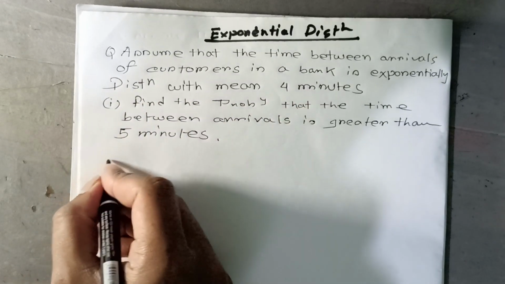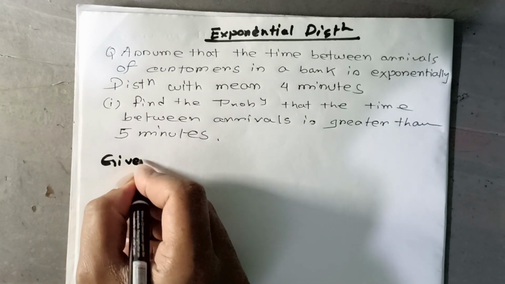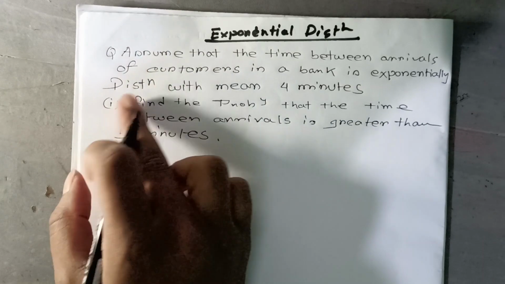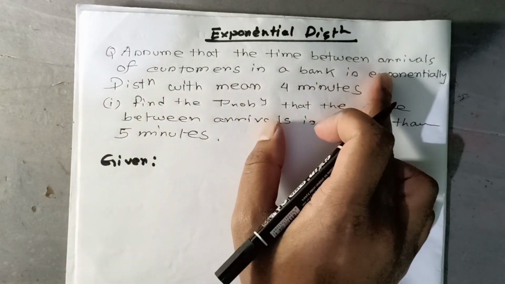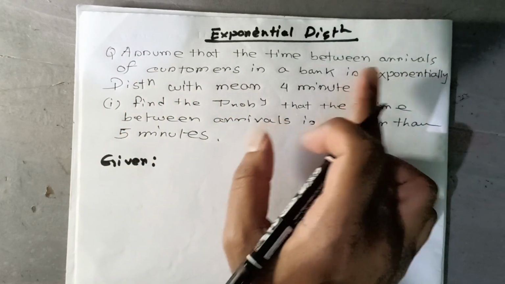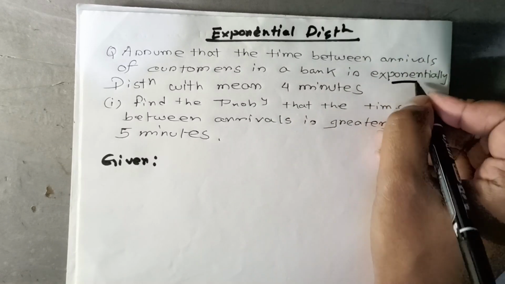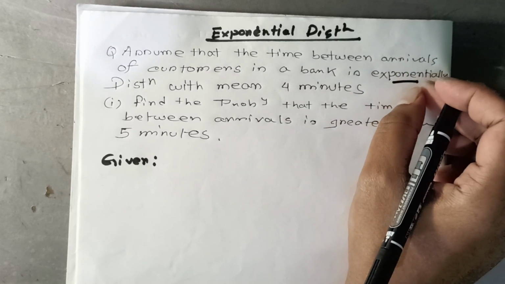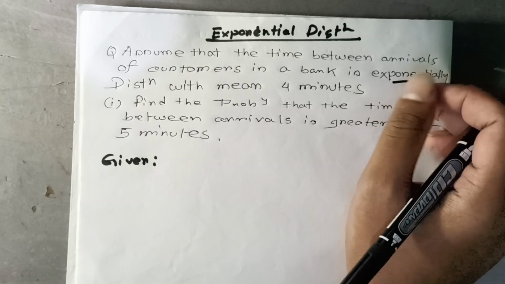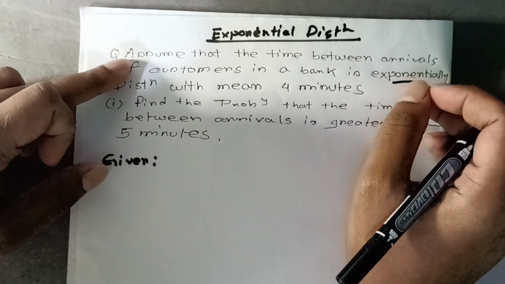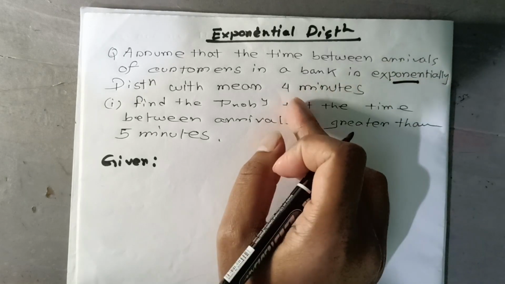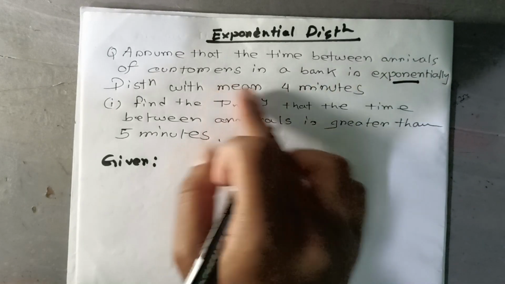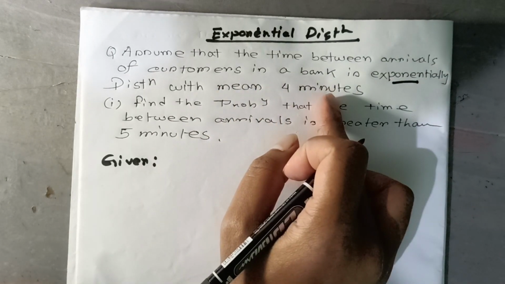So we are given some important information. First one is the distribution that it follows, and it is exponential distribution. So we are going to use the exponential model to model this situation, and we have also been given the mean of 4 minutes.